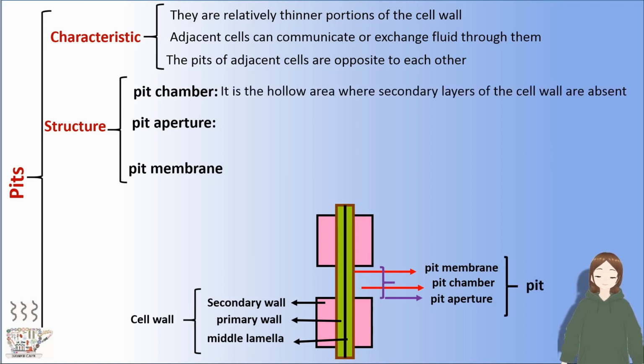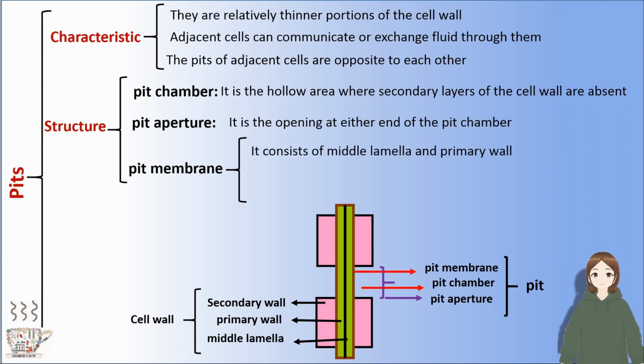Pit chamber is the hollow area where secondary layers of the cell wall are absent. Pit aperture is the opening at either end of the pit chamber. And the pit membrane. It consists of middle lamella and primary wall. It has many minute pores and they are permeable.